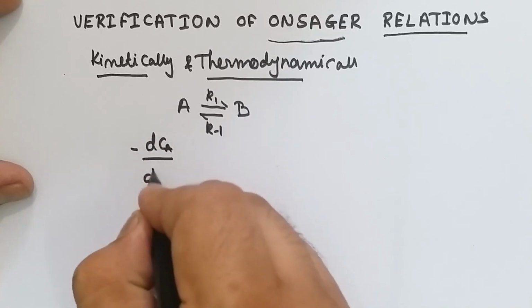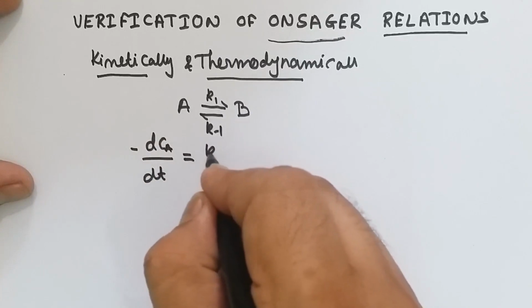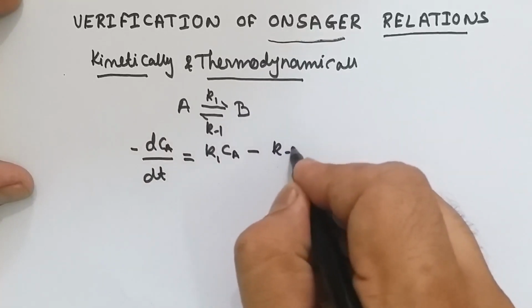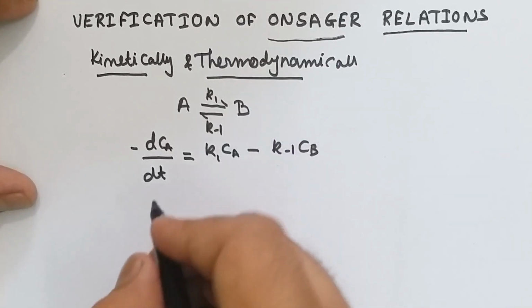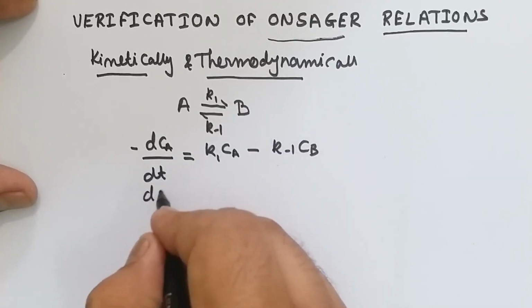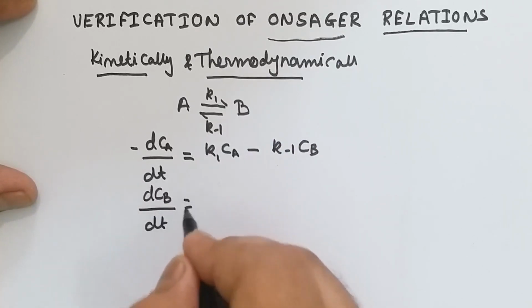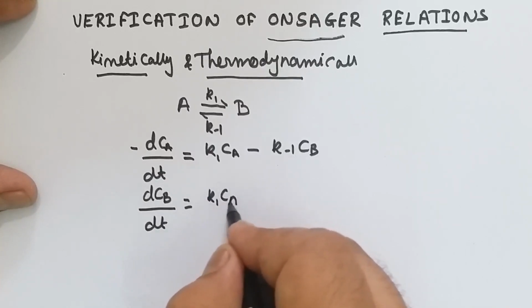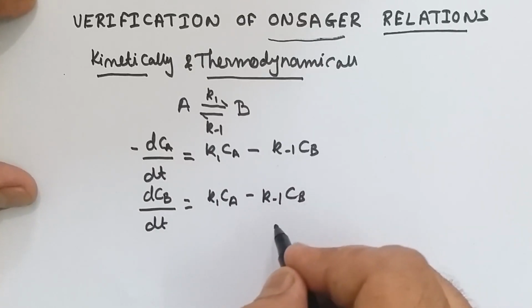that is dCA upon dt, we can write as K1 CA minus K minus 1 CB, and similarly the rate of formation of B will also be given by the same expression, that is K1 CA minus K minus 1 CB, as the reaction is a reversible one.